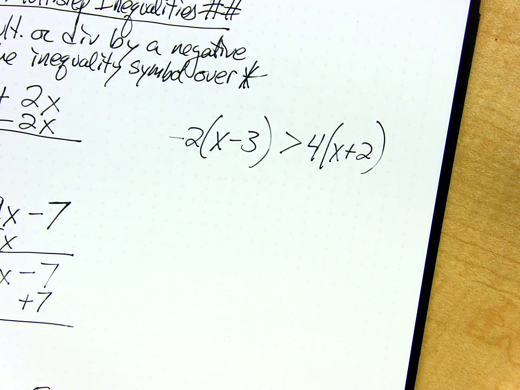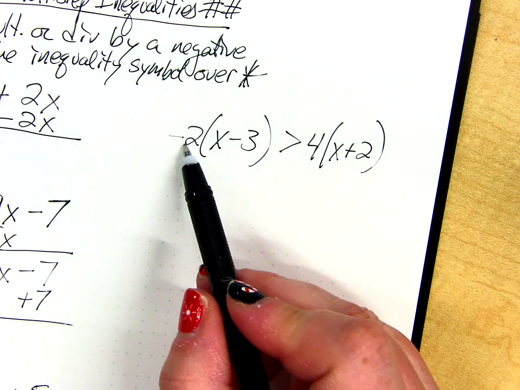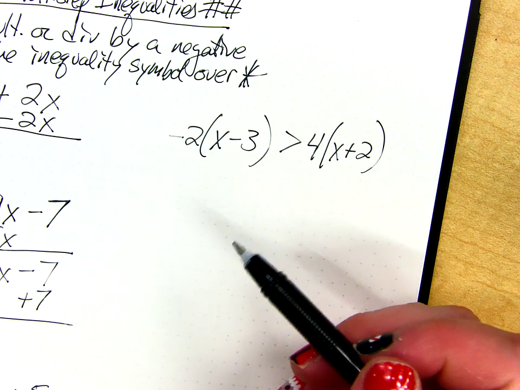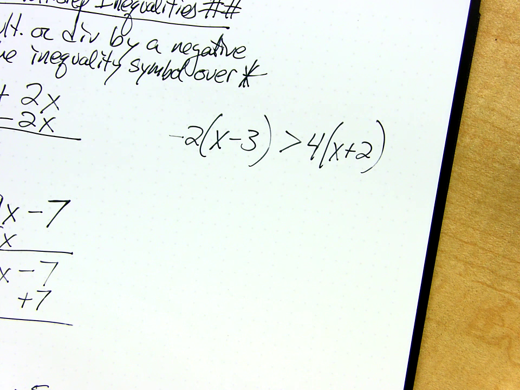What are you going to do here? I would distribute as well. Now, let me ask you this question. I'm going to multiply by a -2 right here. Does that mean I flip that symbol over? What do you guys think?